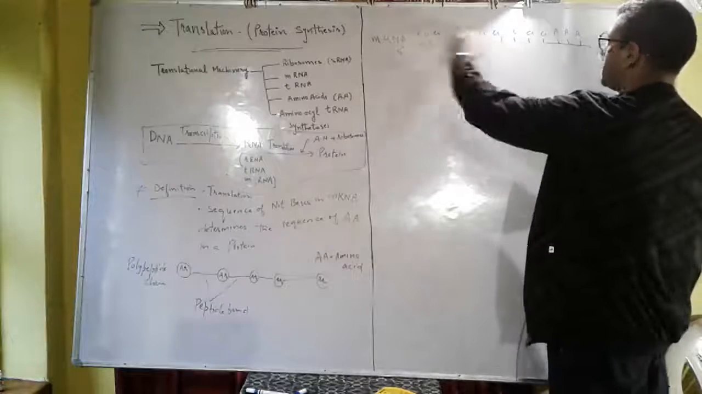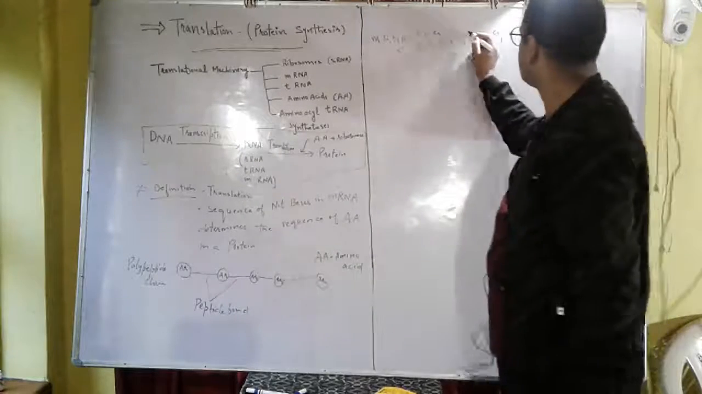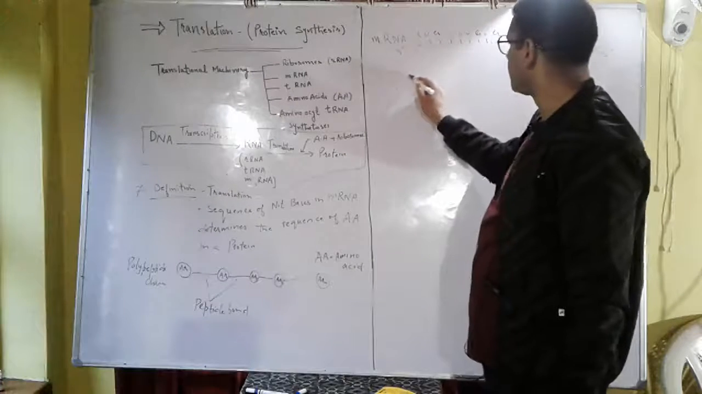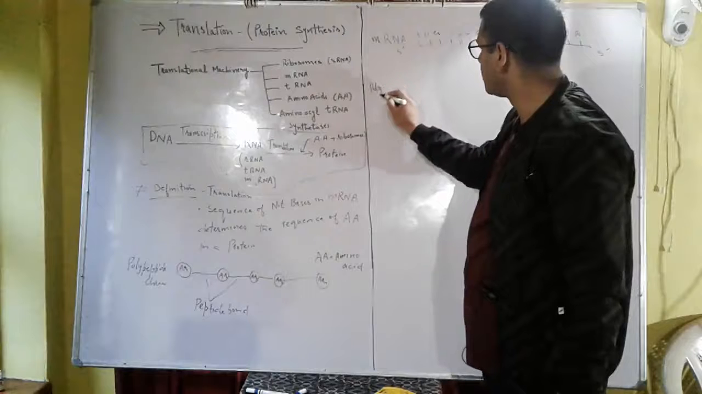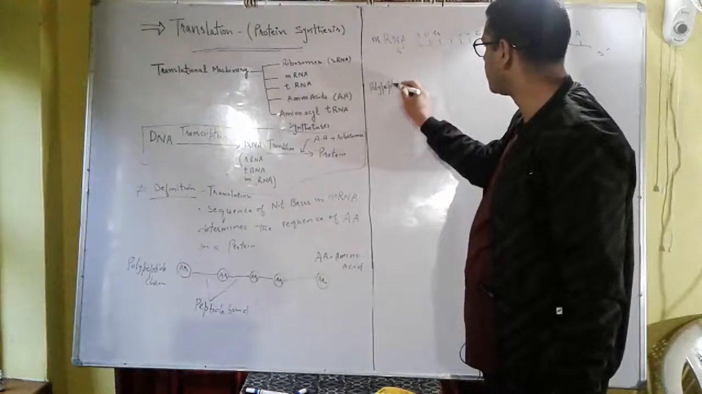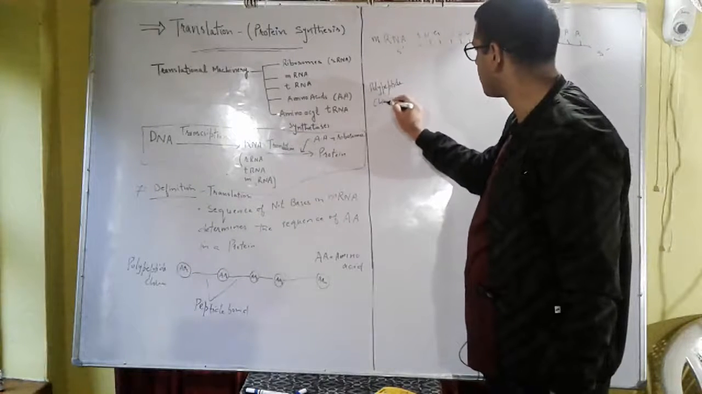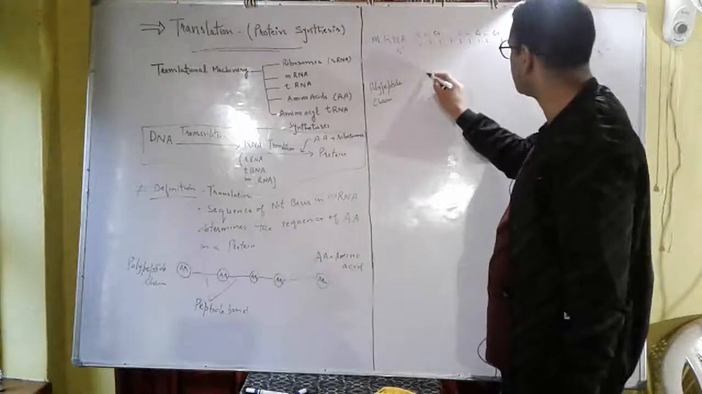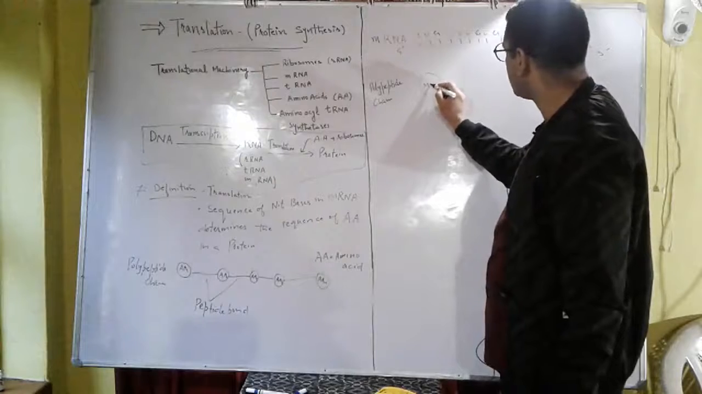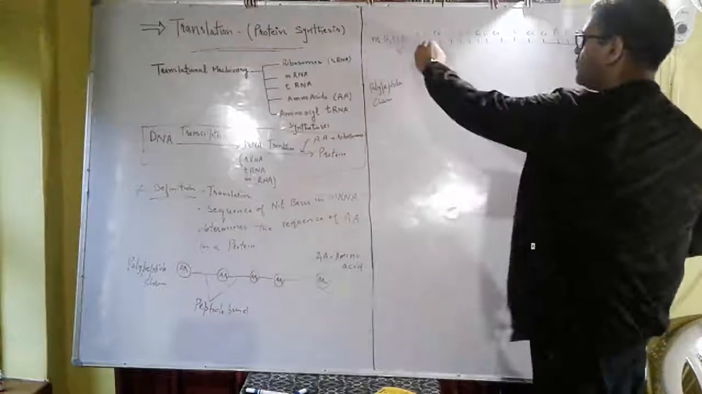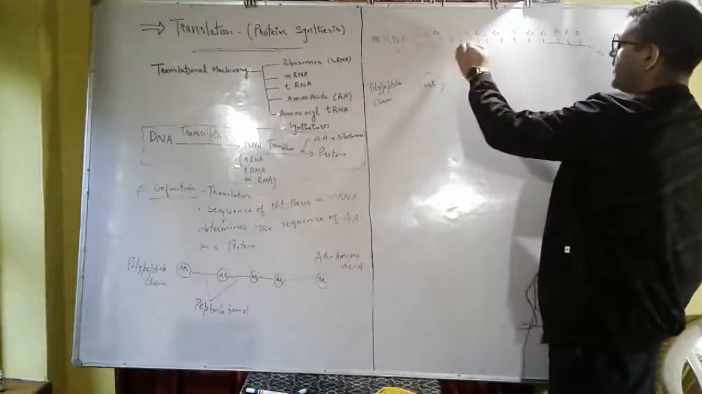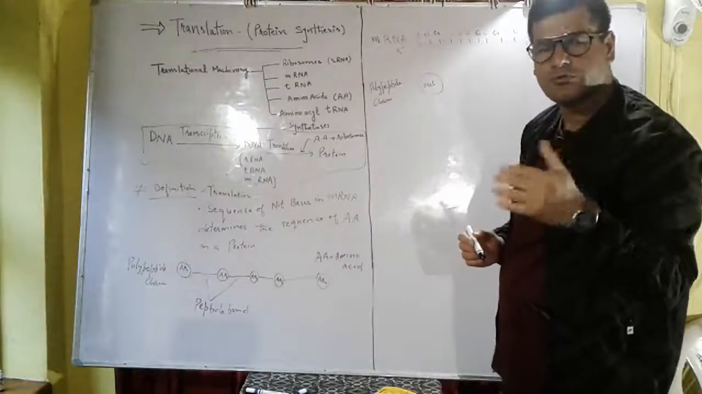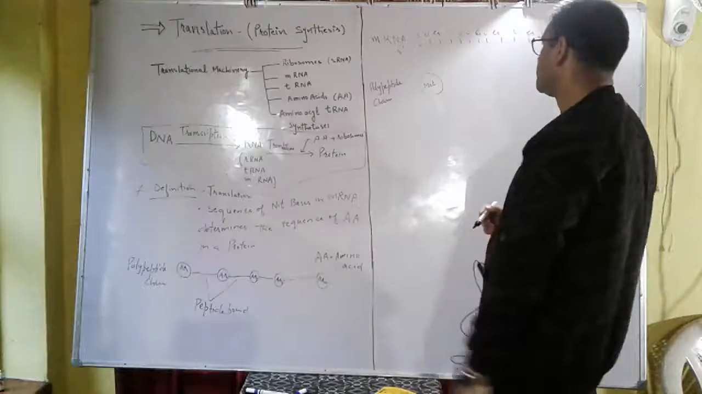So this is a particular sequence of nitrogen bases on mRNA. This AUG codes for a polypeptide chain. What does AUG code for? It codes for methionine. So the sequence of nitrogen bases in mRNA determines what sequence would be present in the polypeptide chain.